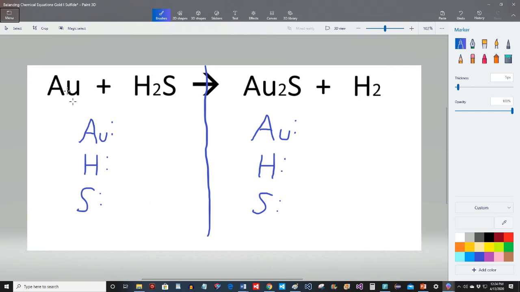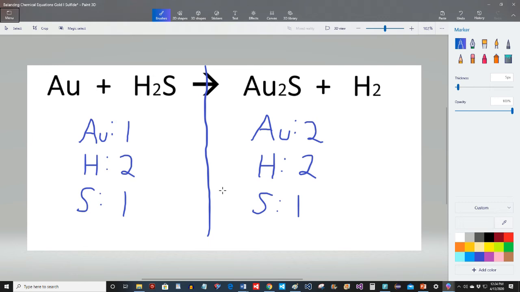So how much gold do we have here? We have 1 mole, or we could just say that we have 1 atom of gold. We have, let's say it's atoms, 2 atoms of hydrogen and 1 atom of sulfur. On this side, we have 2 atoms of gold, 1 atom of sulfur, and 2 atoms of hydrogen. And then we say, is the equation balanced? And the answer is no. These numbers and these numbers are different.